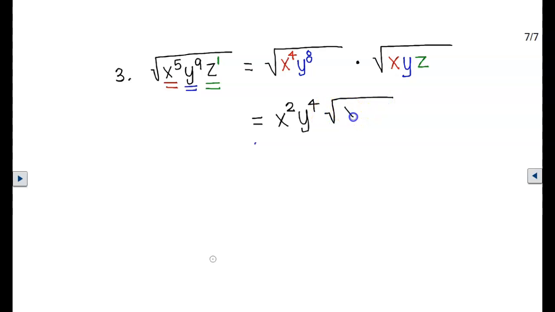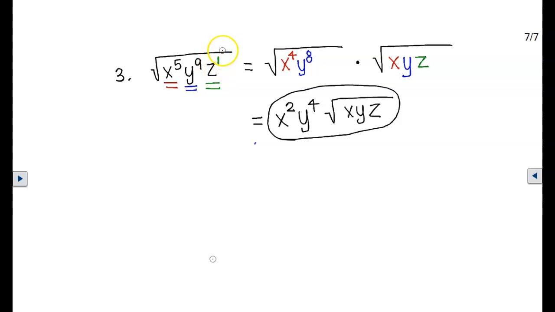The other radical is the part that I knew I wouldn't be able to simplify, so I just pull that down into my answer. So here is my simplified answer. Notice for the ones that I could, for the 5, I got the biggest even number that I could get, which is a 4 out of that. For the 9, I got the biggest even number I could get, which was the 8.